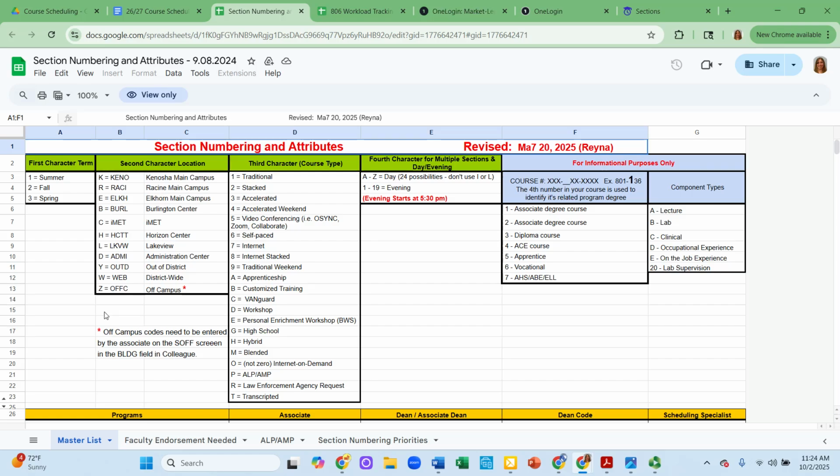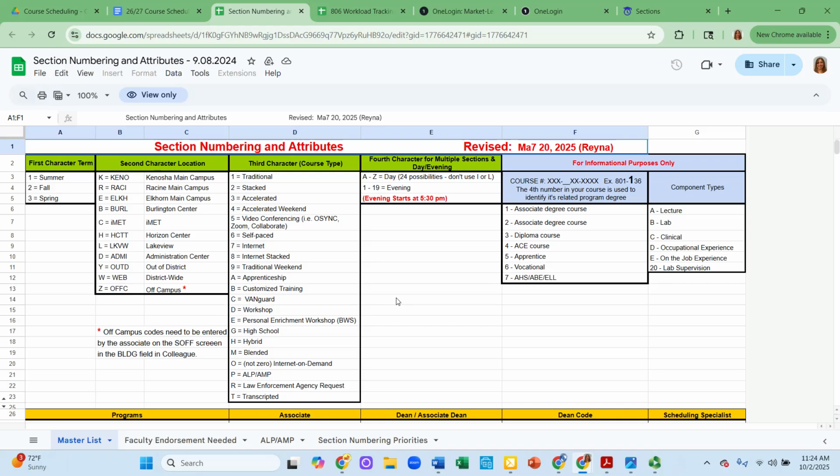So if it's a Kenosha section, I would put K. And then if it was a traditional section, I would put 1. And then if it's a daytime, I would put the appropriate letter based on how many sections are scheduled previously. So if it's the first section ever of general EMP, then I would put an A section if it's a daytime, or I would put a number 1 if it's an evening section. So 806, 177, 1K, 1A would be anticipated to be a summer Kenosha section.